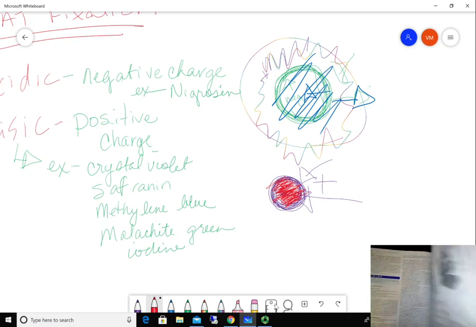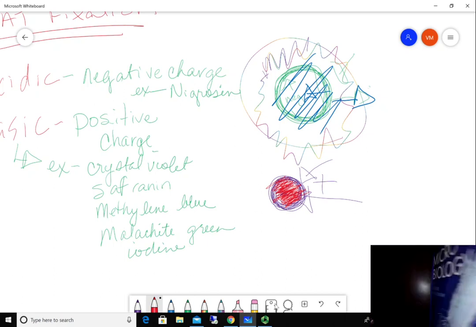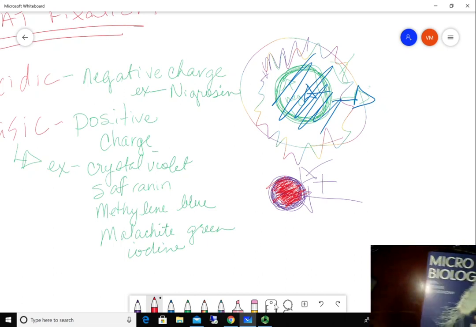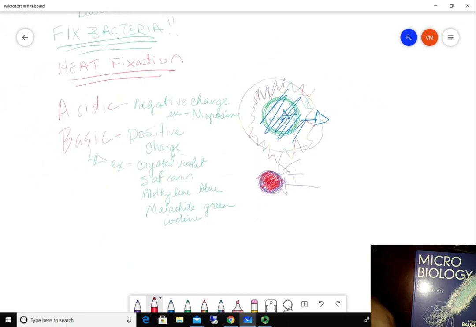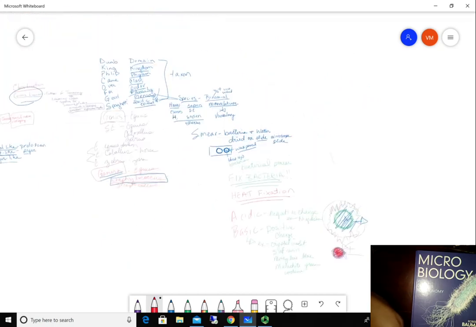Now we will go on and look at microscopes here in a little bit. I'm going to do a separate video for that just to clarify anything or any confusion you may have with those things with your paper.